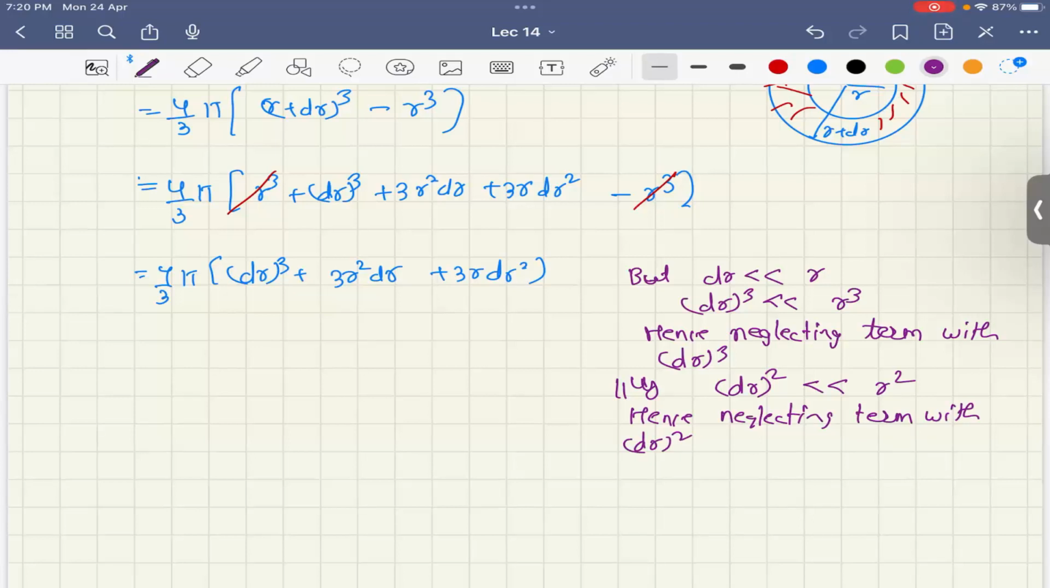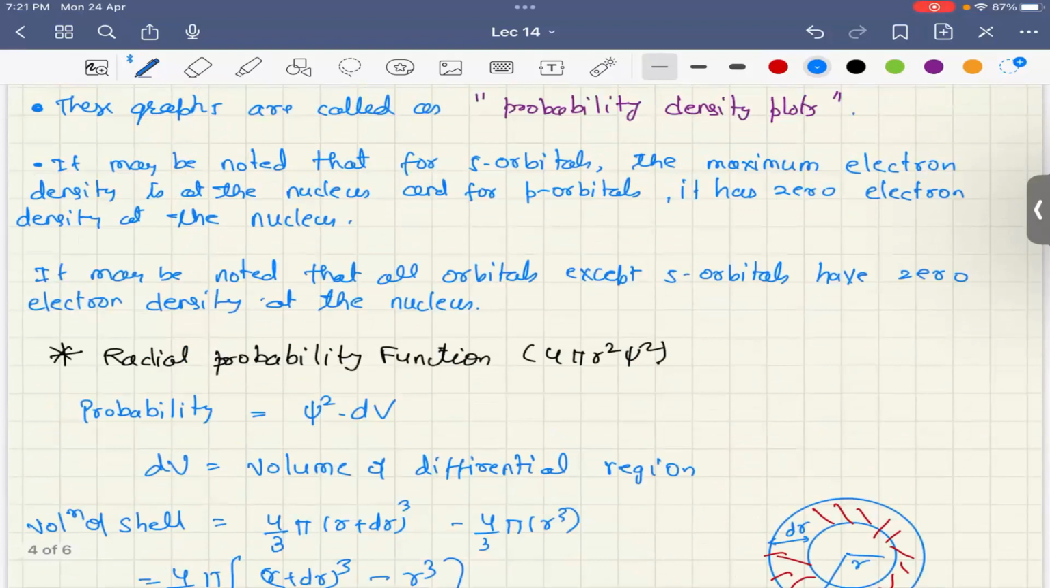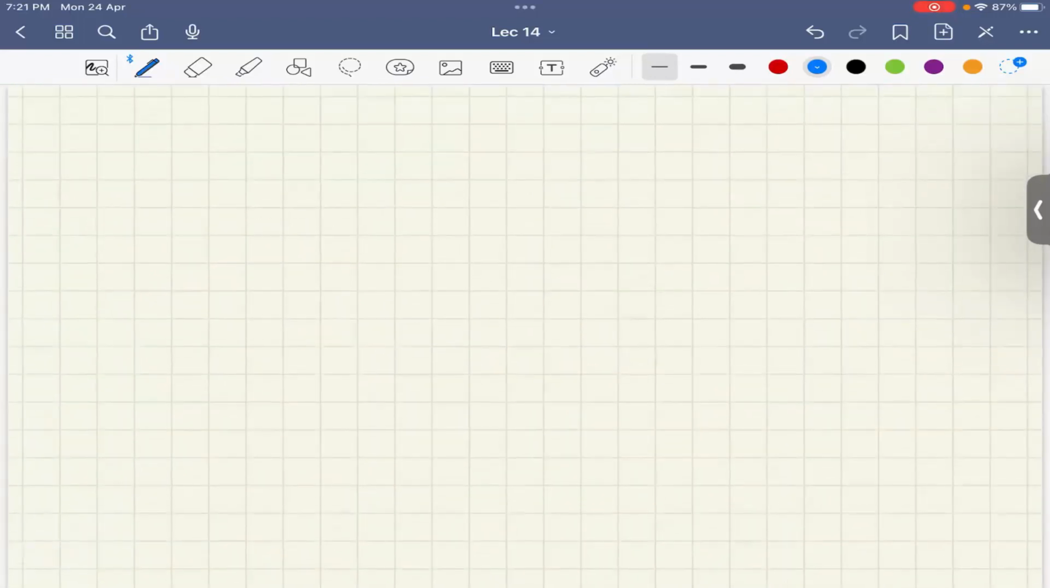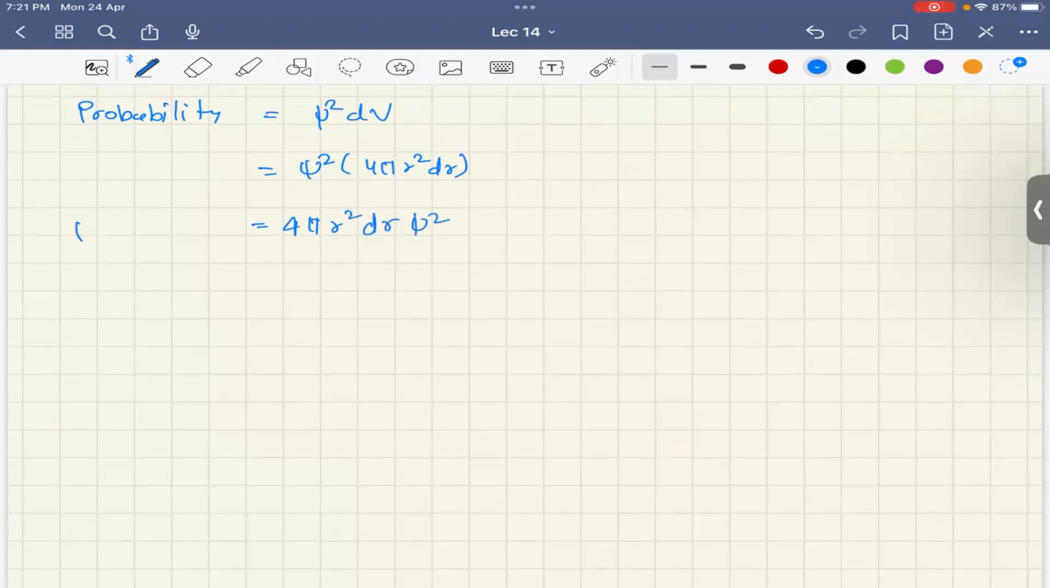Hence what we get is this is going to be dv. So we are going to neglect this term, right? And also this term. So what we end up with is 4 by 3 pi into 3 r square dr. Hence dv is going to be 4 pi r square dr, right? And this is what we are going to include in this expression. When we do it, the probability is nothing but psi square dv, psi square into 4 pi r square dr, which is nothing but 4 pi r square dr into psi square, right?